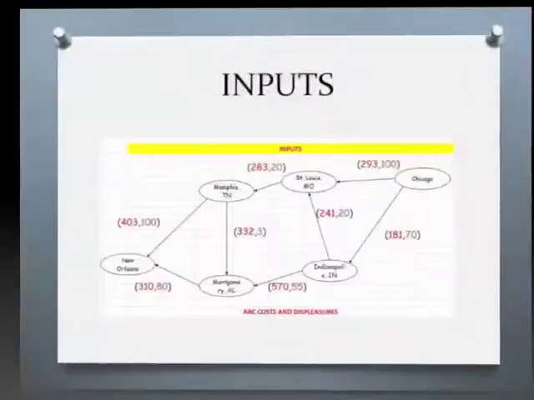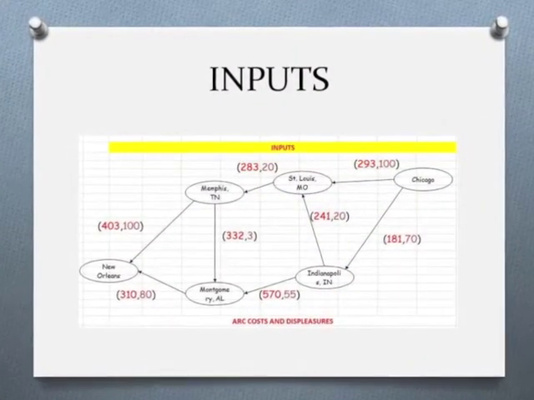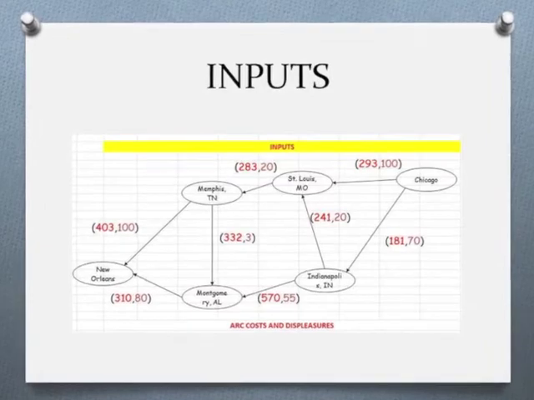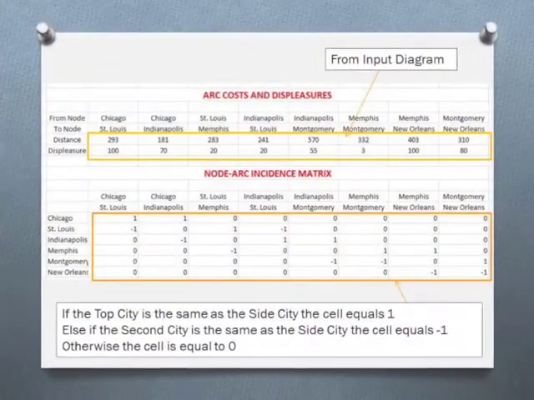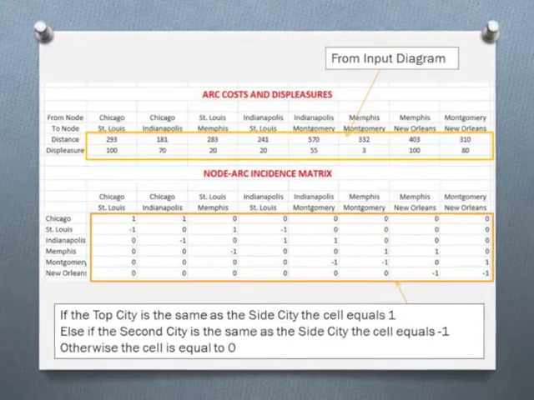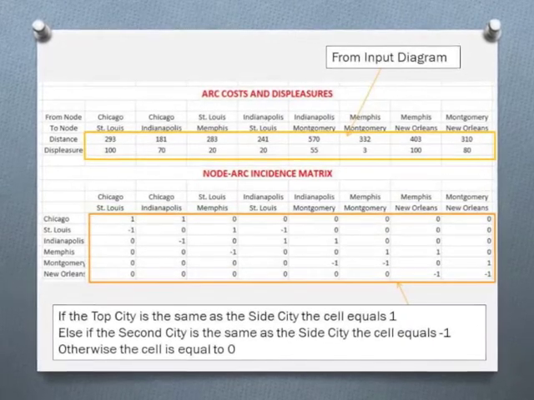Here's an example of how to solve a multi-objective shortest path problem. Here's a typical set of inputs. You can see that for each arc, there's a displeasure and a distance. To solve the problem, we need to transfer the map to data in an Excel spreadsheet.